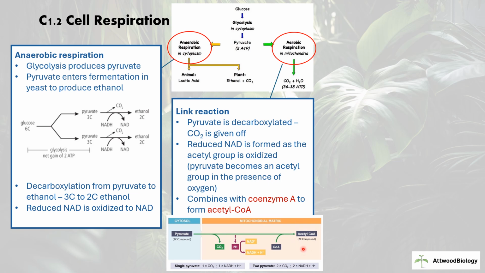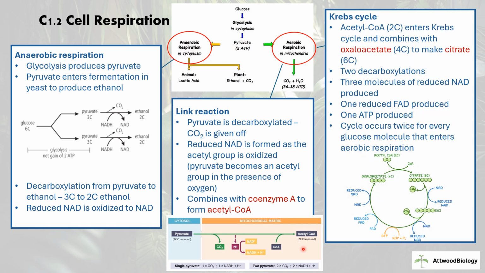After the link reaction, it will enter something called the Krebs cycle. Now in the Krebs cycle, we can see that acetyl coenzyme A is entering, and what happens is that 2-carbon molecule is going to combine with this 4-carbon oxaloacetate here. Now that produces a 6-carbon molecule called citrate.